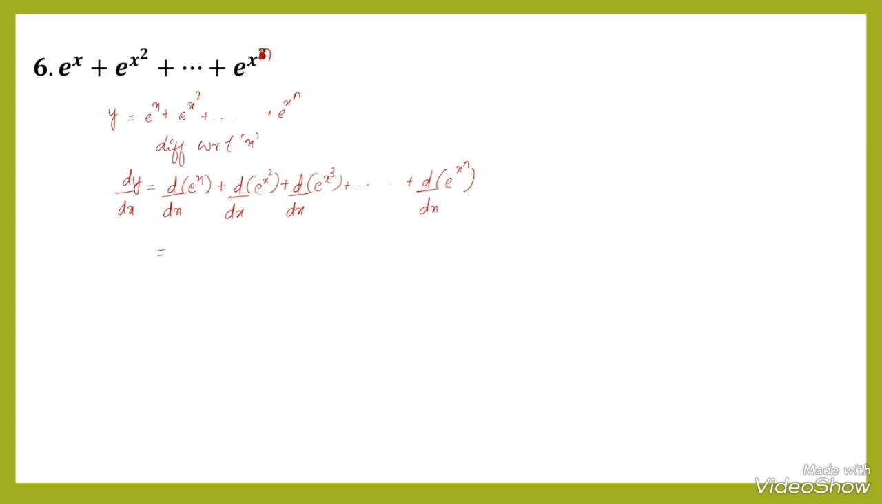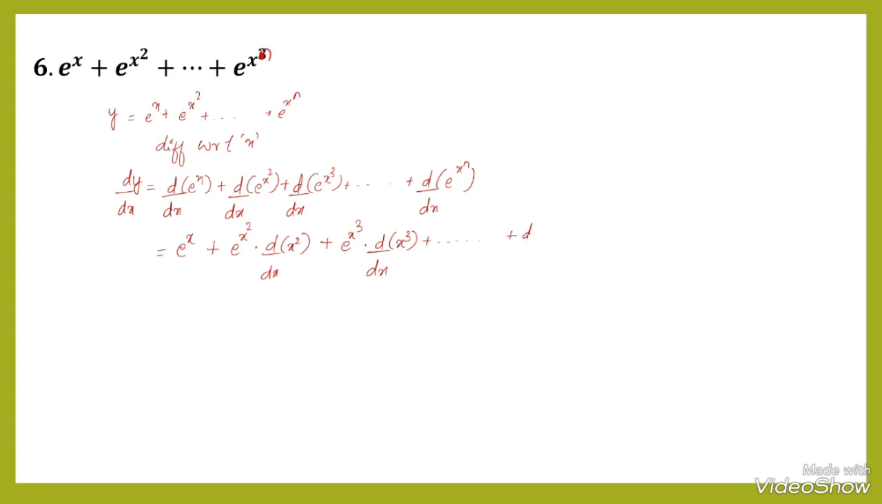Differentiation of e to the power x is e to the power x only, plus differentiation of e to the power x square. In place of x we have x square, so I can again differentiate x square. Then e to the power x cube: in place of x we have x cube, therefore I can again differentiate x cube, plus, and so on.